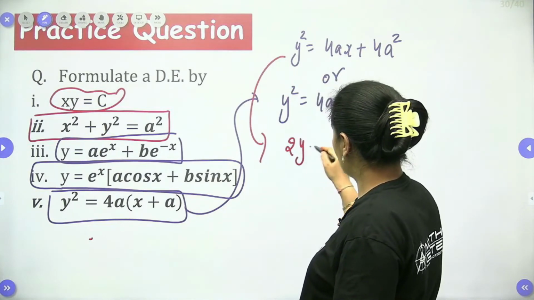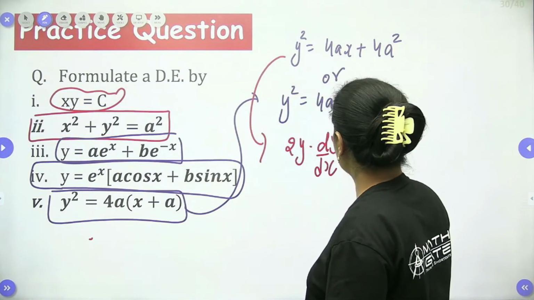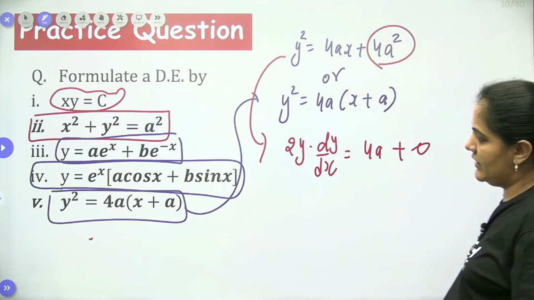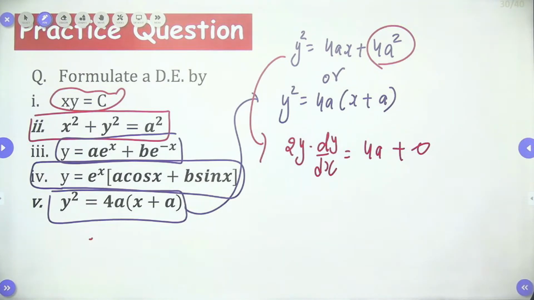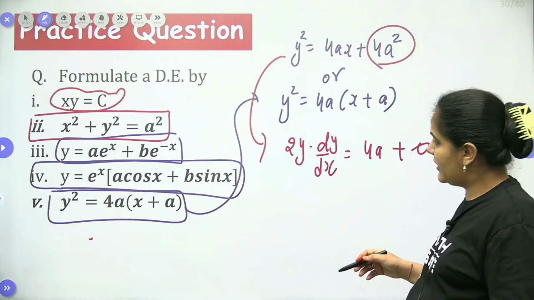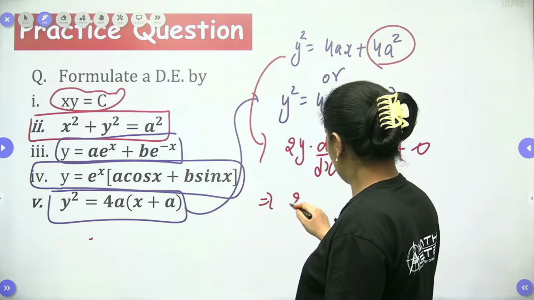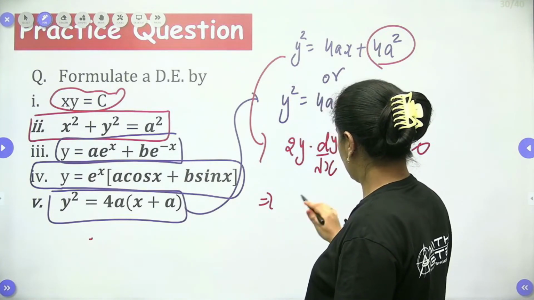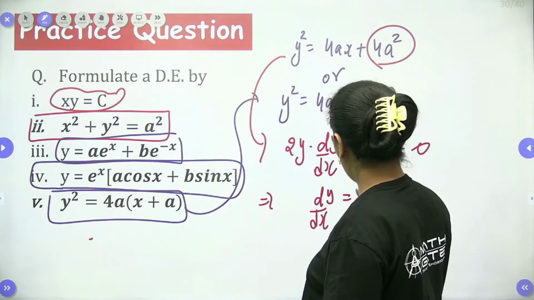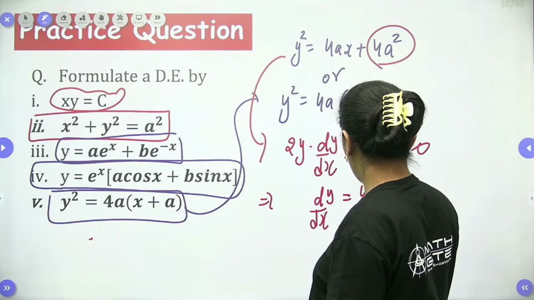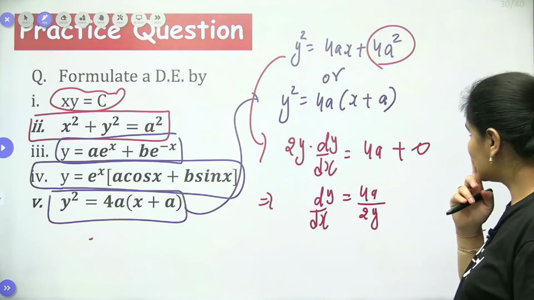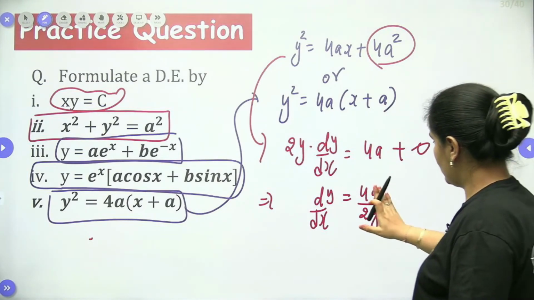When you differentiate, it will be 2y dy by dx only. For the 4ax it is 4a, and for the 4a square it will be 0 only. Now what can we say? We don't have the value of 4a, but we can find the value of 4a, dear students. So the value of dy by dx will be 4a by 2y. Okay, so can we go for it? No, we cannot go for it.